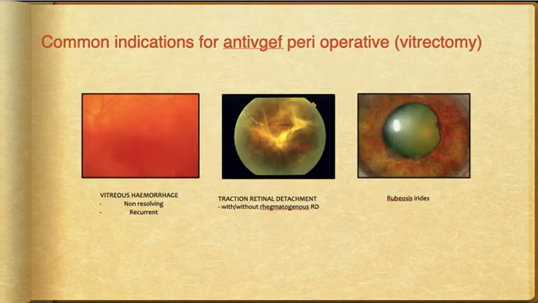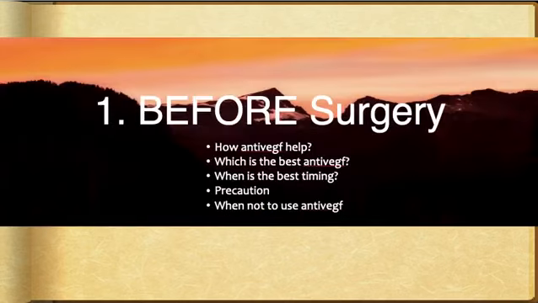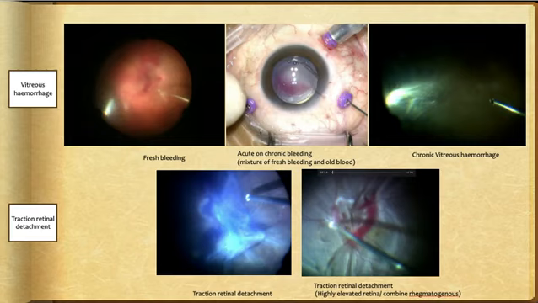Among the common indications which warrant an anti-VEGF are patients with vitreous hemorrhage, retinal detachment, as well as those with pre-existing rubeosis iridis. So in other words, those with pure vitreomacular traction or adhesion probably do not require anti-VEGF before surgery. Now, let's look into the issues of injecting anti-VEGF before the vitrectomy.